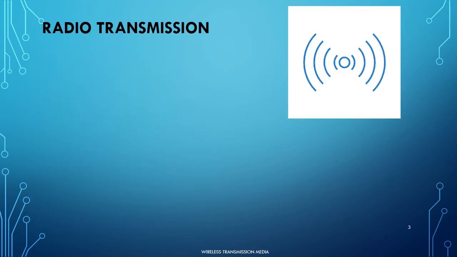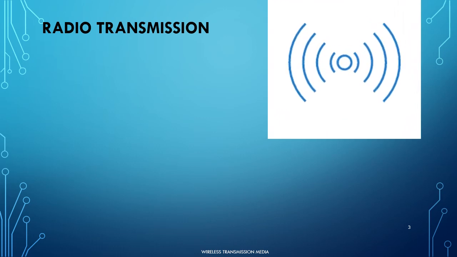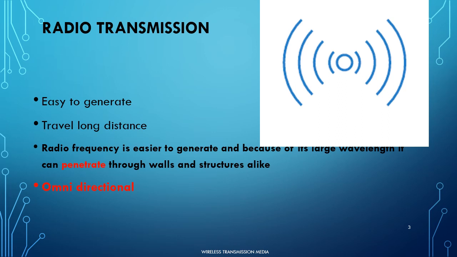One such wireless transmission medium is radio transmission. Radio waves are easy to generate and can be transmitted over long distances. Since radio frequency is easier to generate and because of its larger wavelength, it can penetrate through walls and structures alike. But it supports only omnidirectional transmission.